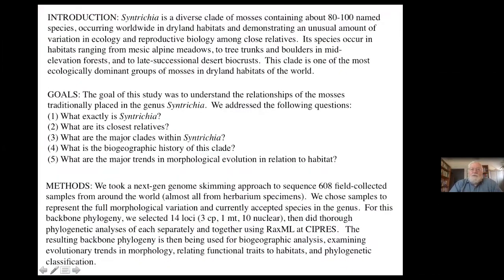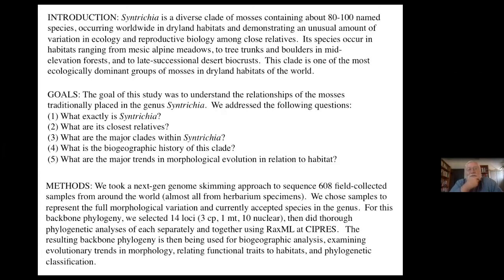So the goals of this part of the project were to look at the systematics. We want to try to figure out how many species there are, roughly. We want to try to figure out how they're related to each other. And then we want to reconstruct some of these important ecological and biogeographic changes. How has it moved around on the Earth's surface? How has it gone from one kind of environment to another?